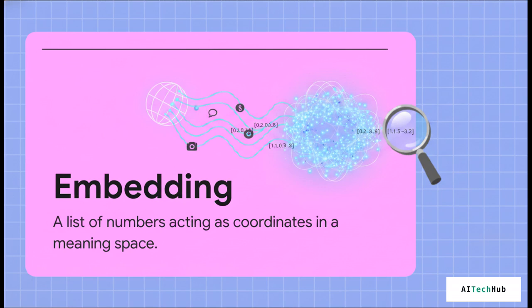We're talking emotion versus logic, past versus present, royal versus commoner, abstract versus concrete. A single word gets a coordinate on every single one of those hundreds of axes, giving us a massive, high-dimensional list of numbers that perfectly pinpoints its exact location in the universe of meaning.